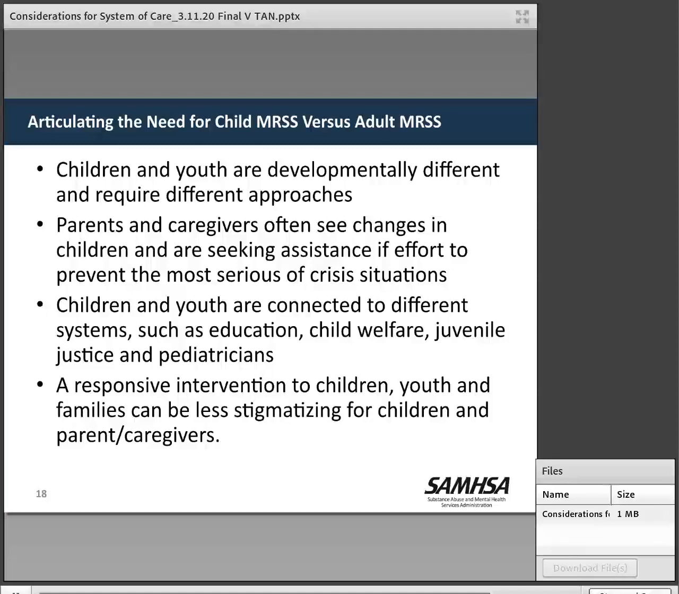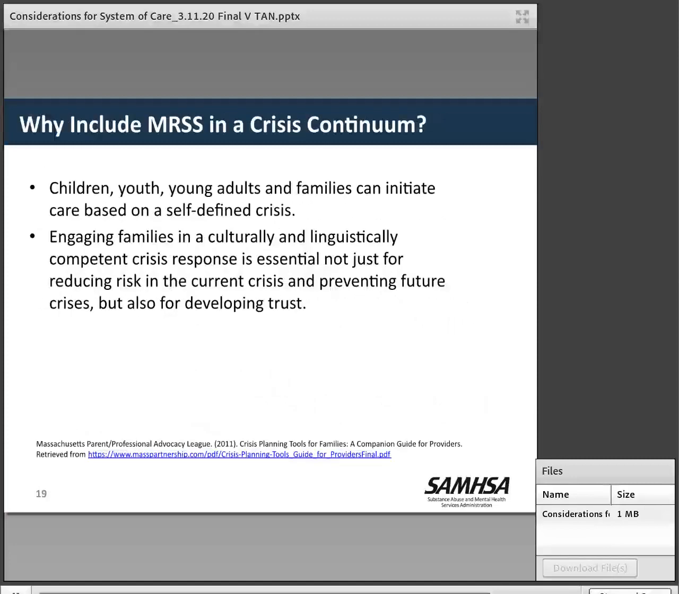It's also important to recognize that for many families, this is the first touch on a public system, and that first touch really needs to be responsive because we want parents and caregivers to use the system effectively in the future. Children and youth are connected to different systems, and those systems are really important partners in this work. A responsive intervention to children and families can be less stigmatizing for children and parents and caregivers. So in other words, it's individualized and meets their needs up front, and it's responsive at the time that the family reaches out for help. The reality that the family will use those services and supports again in the future becomes more real.